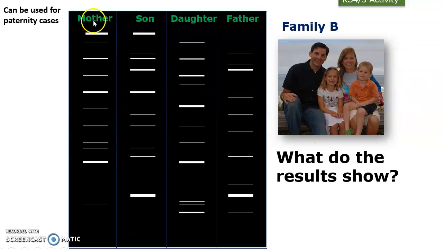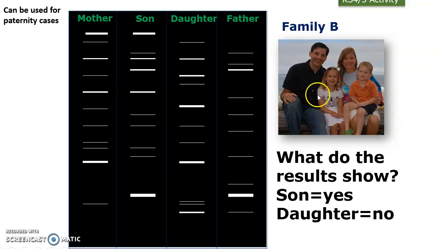Here's another case. We have mother, son, daughter, and father. Their DNA has been treated with restriction enzymes and run out on a gel. So what do the results show? I'll pause a moment, try to figure that out. Feel free to pause the video if you need more time.